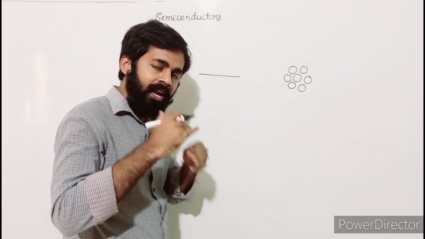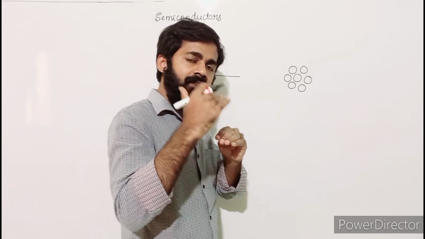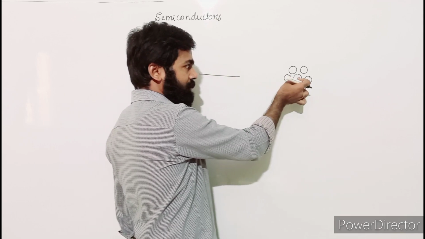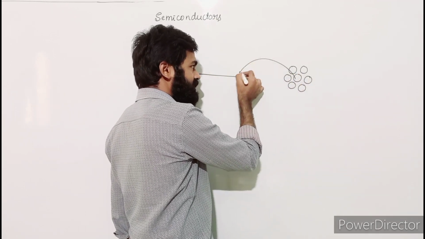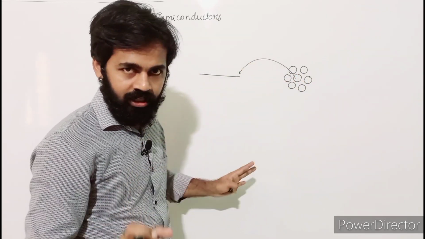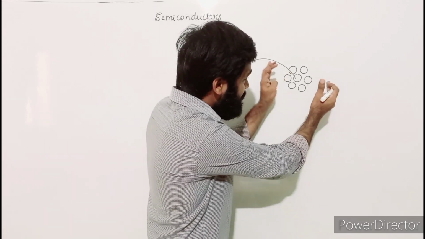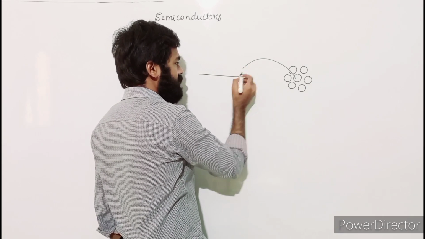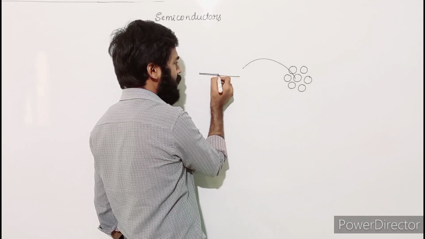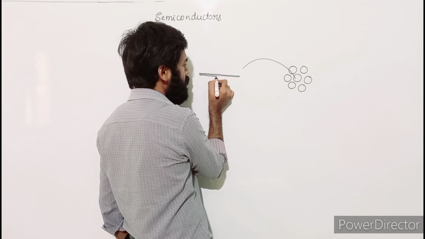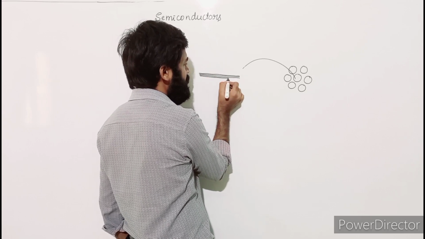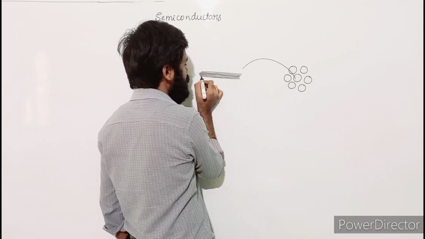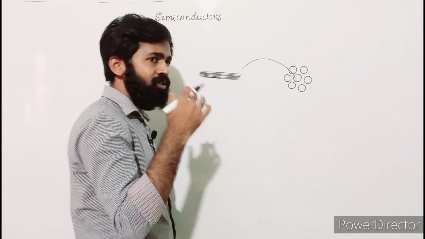It means the energy difference between each level is very small. For example, let's consider this is the energy level of this atom when it is isolated. Now when these atoms come together, this energy level will split to form closely packed energy levels.